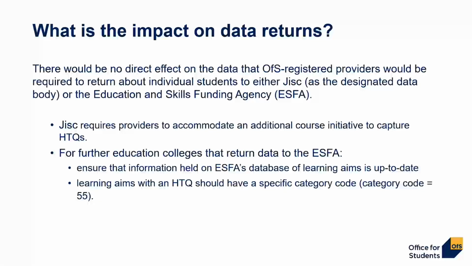Providers should work with the ESFA to ensure that information held on the ESFA's database of learning aims is up to date. On this database, learning aims with an HTQ should have a specific category code of 55. Student records for an HTQ in the ILR will be identified using this category code.